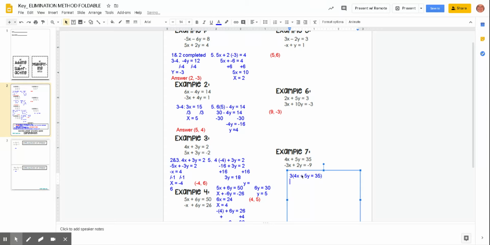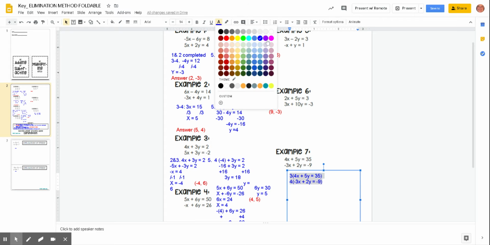And on the bottom, if I have -3, how do I get to -12? Well, I'm going to multiply by 4 the entire equation of -3x plus 2y equals -9. So once I do that, I'm going to highlight that there and make it a different color so we know what's going on.